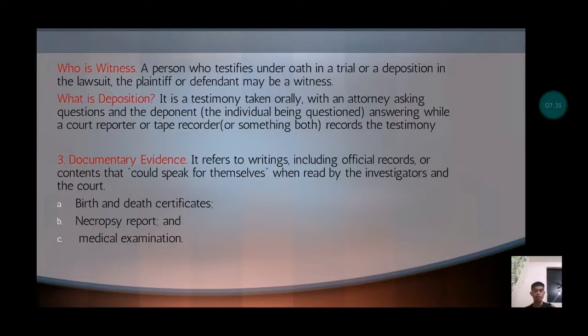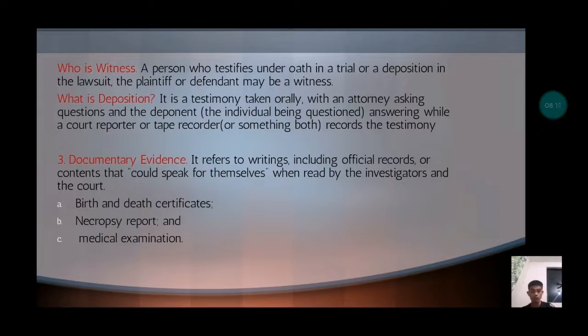So who is the witness? A person who testified under oath in a trial or a deposition in a lawsuit. The plaintiff or defendant may be a witness. Witnesses have first-hand knowledge about matters relevant to the case, and their testimony is subject to the applicable rules of evidence. In its legal definition, it refers to a person who can perceive and can make their own perception known to others.